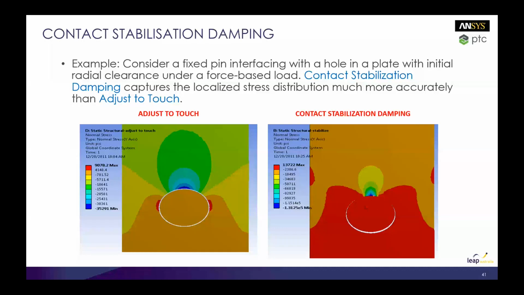Okay, so here this is looking at the normal stress, so I think that's the y direction. You can see we get the compressive stress concentrated at the contact point, and you can see the gap is closing. With an adjust to touch, there's this artificial gap present, and you can see the stress distribution is quite different here. It's not all being concentrated just at the point where it's touching.